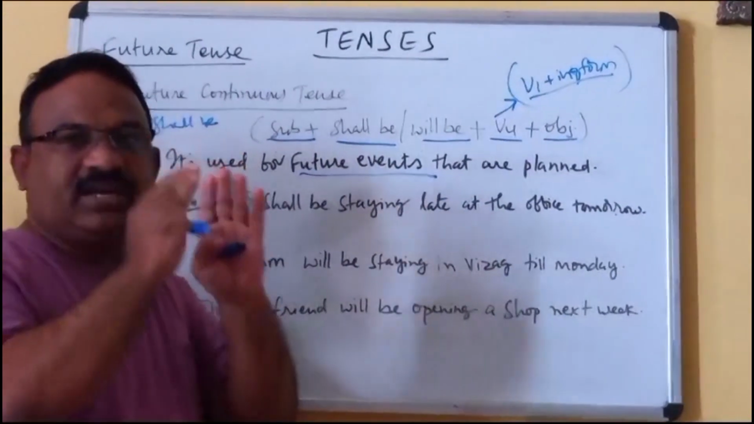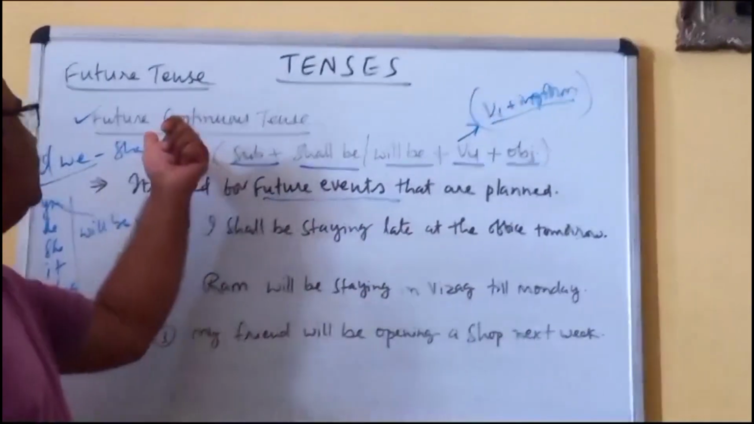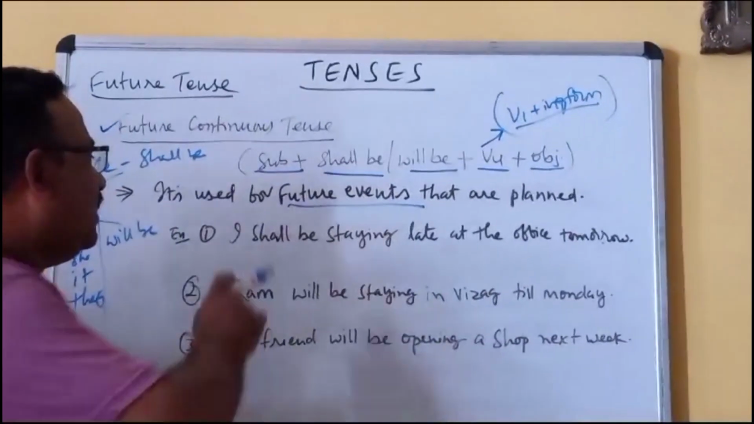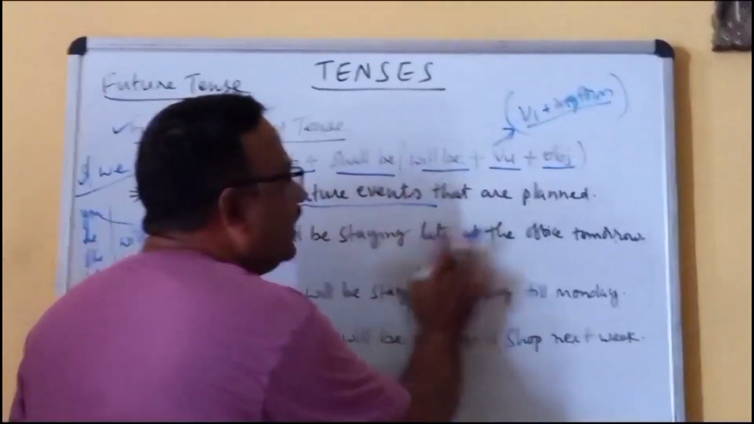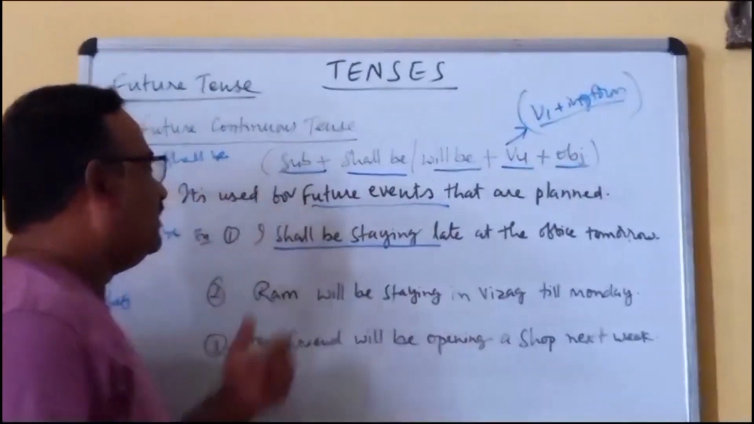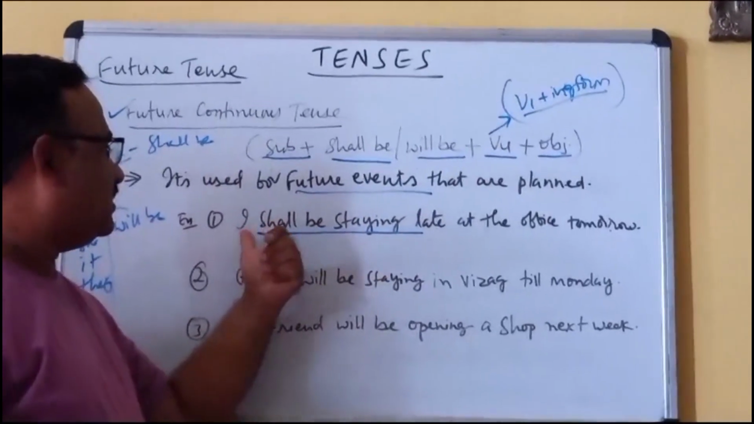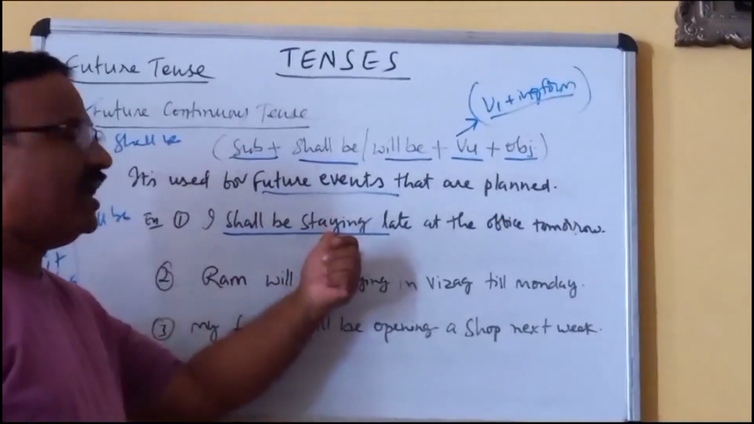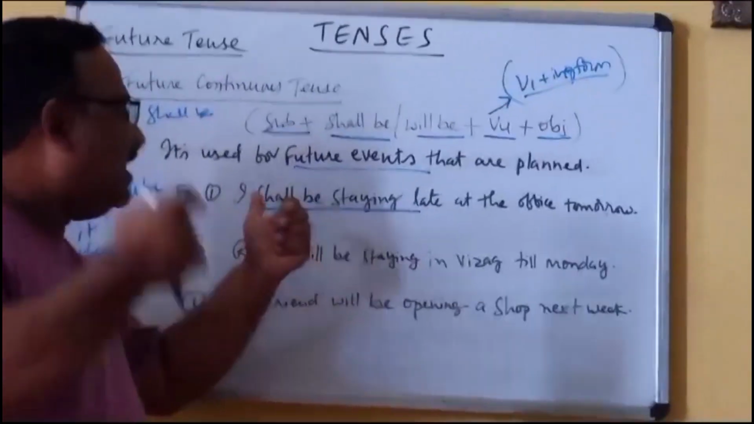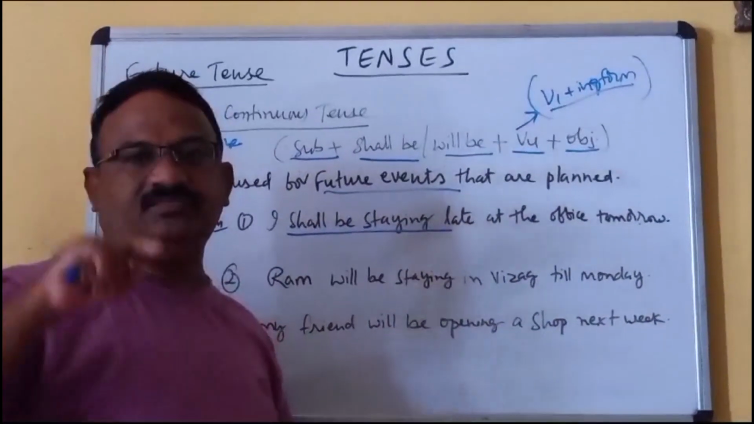See, the future event is already planned. We have to use future continuous tense. Let us see an example. I shall be staying late at the office tomorrow. Here, I is a pronoun, first person singular, so shall be staying late at the office tomorrow. I shall be staying late at the office tomorrow.